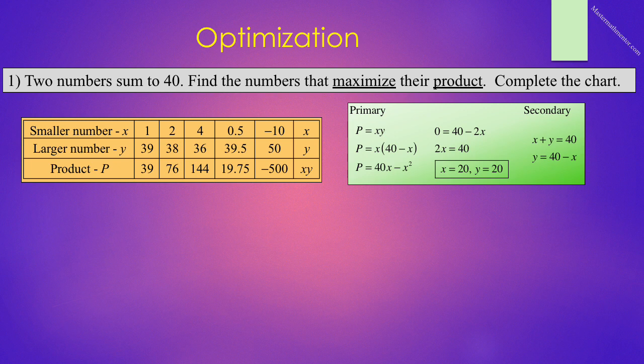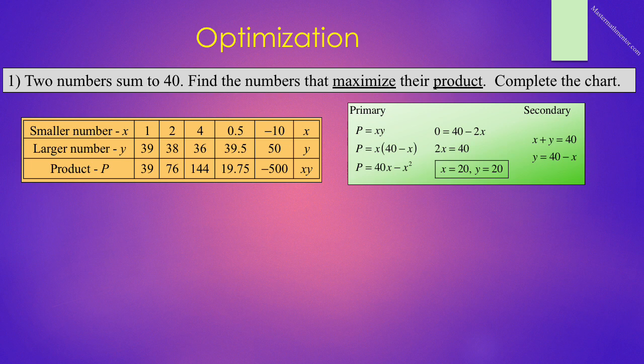This is written as x plus y equals 40 because you were told that the two numbers sum to 40. We solve for either of the variables, usually the one that's easiest. In this case, either is easy to solve for. Y is equal to 40 minus x. We go back to the primary equation, replacing the y with 40 minus x. And we get P equals x times the quantity 40 minus x, or P equals 40x minus x squared.